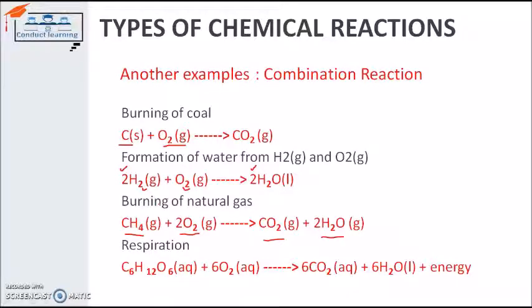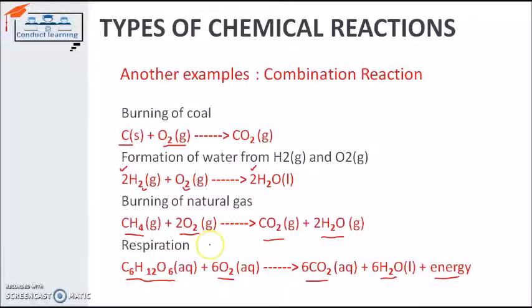Another example of producing heat is the respiration reaction. It happens in the human body. When we take food, it is represented by the glucose formula here, which is C6H12O6. This represents the chemical formula for glucose. When we take food, that means we take glucose, and the respiration reaction happens in our body. That means we inhale oxygen. So in the presence of oxygen, the glucose produces carbon dioxide, water and energy which is required for our body.